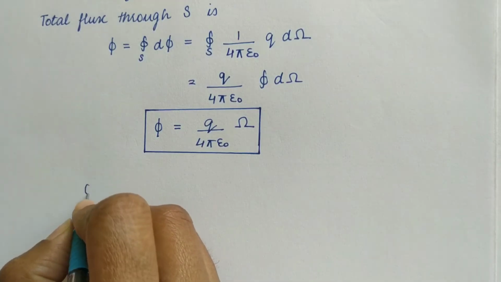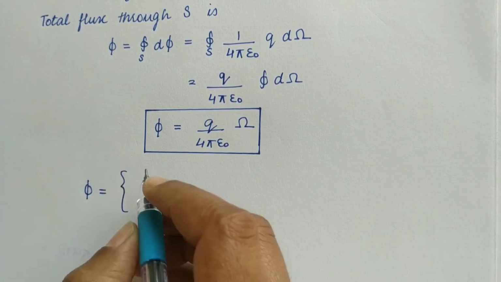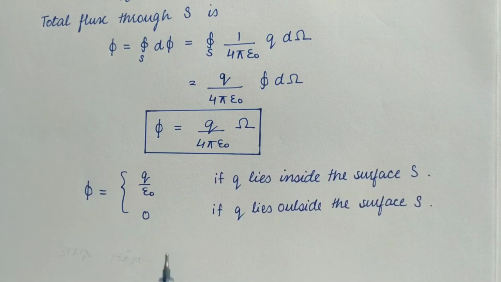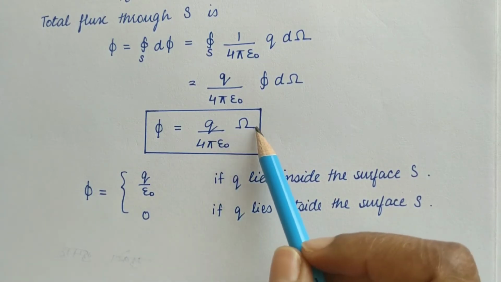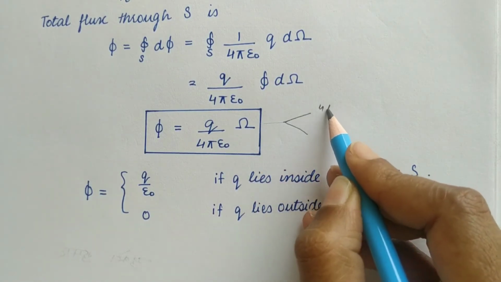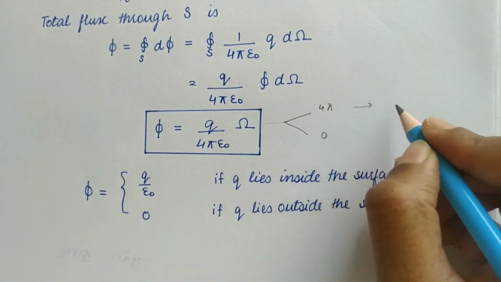So we will get the value of phi as q upon epsilon naught and 0. So q upon epsilon naught if q lies inside the surface S, and 0 if q lies outside the surface S. How do we get this? After putting the values of the omega, that are 4 pi and 0.